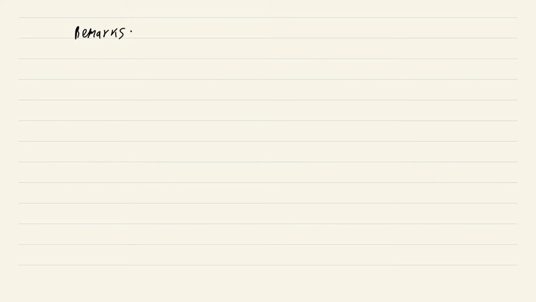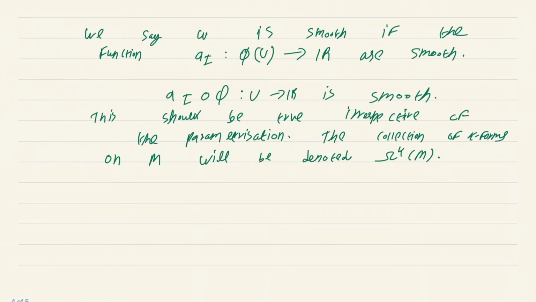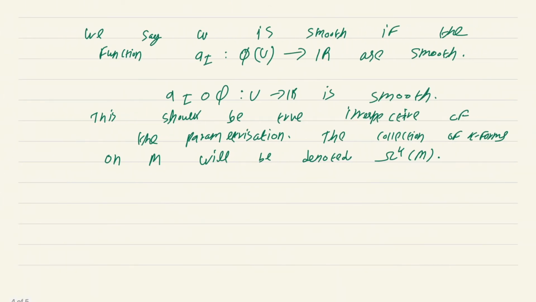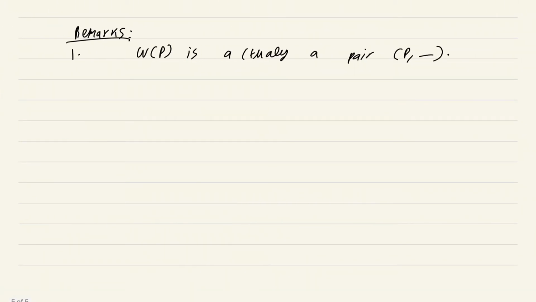So let's make them. Remark number 1. We have made a tacit abuse of notation. Ω(p) is actually a pair. It's (p, something), right? That's the way we defined it. It's p comma some form, right? But if you look at the definition, I say Ω(p) can be written as this. That's because I am harmlessly neglecting the first coordinate, which is going to be p. That's an abuse of notation that we will repeatedly engage in.